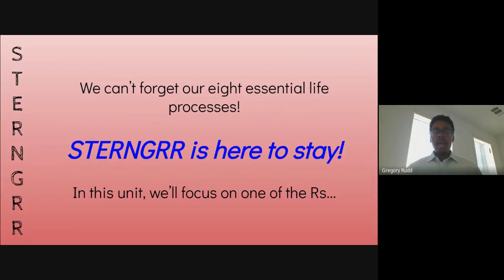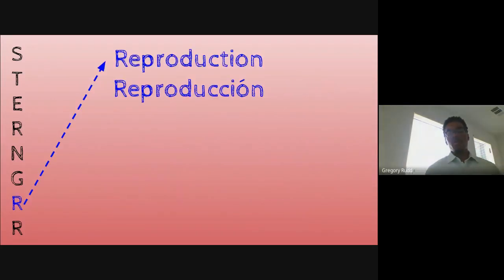So as we start this third unit, we have to remember that biology is a cumulative subject, which means that each successive unit is building upon what we've learned prior to that unit. So units 0, 1, and 2 are still coming into play and still foundationally important as we start unit 3. In Unit 0, we introduced the concept of STERNGER. STERNGER was an acronym that allowed us to explain the 8 essential life processes. And so we're going to continue to touch back on STERNGER, but in this specific unit, we're talking about one of the R's. We're talking about reproduction.